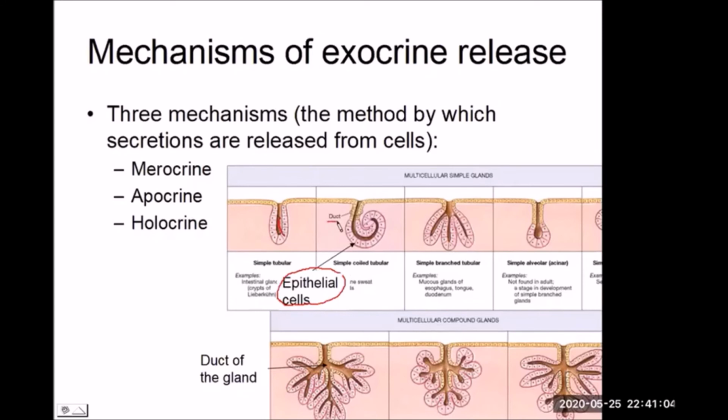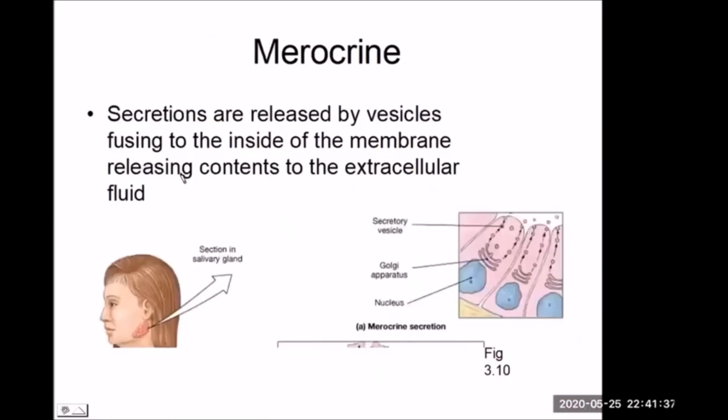So we have three different mechanisms, three different methods of releasing that secretion out of the cell, past the cell membrane, and into the duct. And that's what these three processes here are. They all have the same result, releasing secretions from the cells, but the mechanism, the process, differs between these three. So we'll start with merocrine. This is the most common of the three mechanisms. And we have a description of the process.